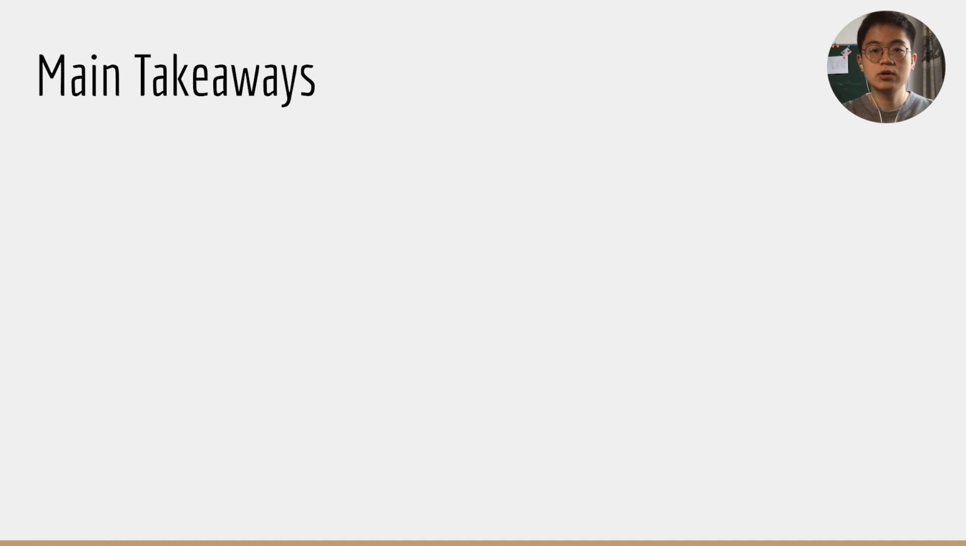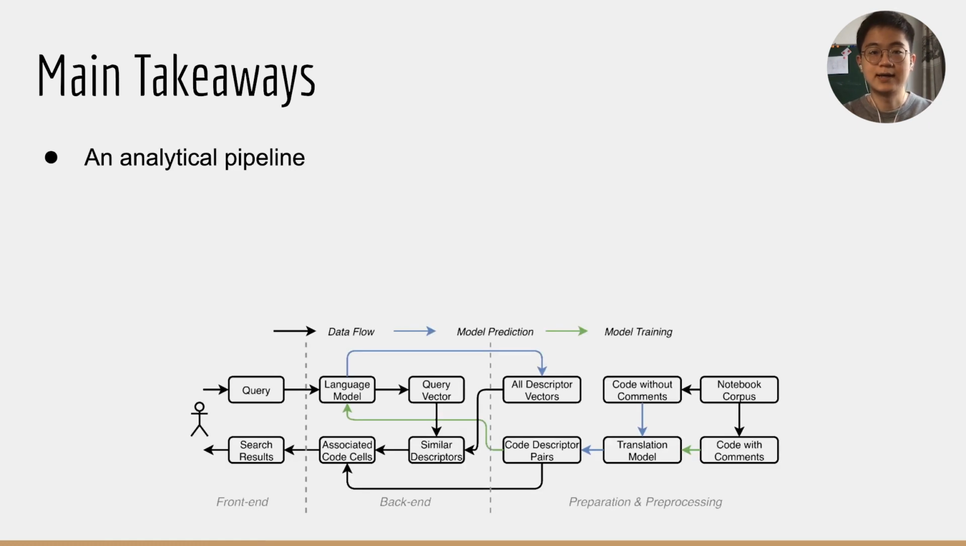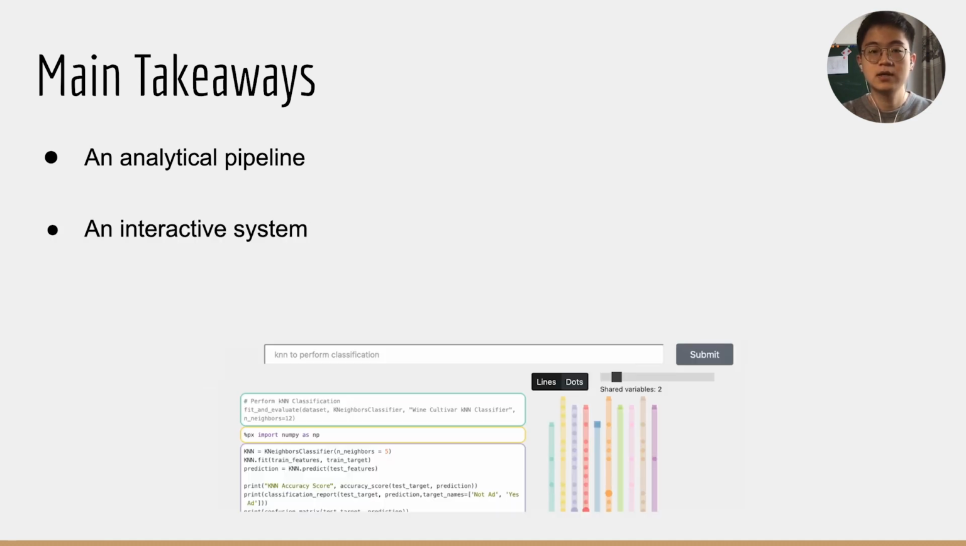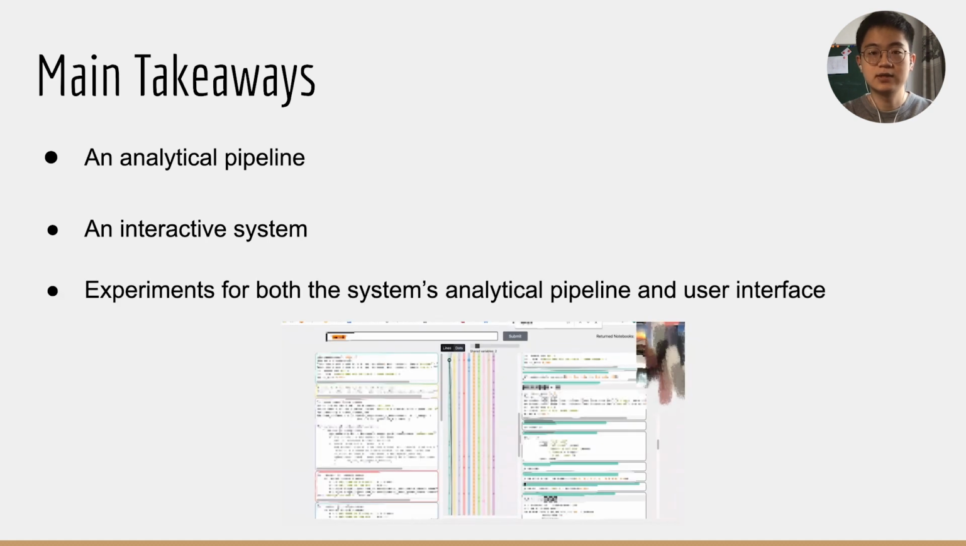In summary, our contributions in this paper are an analytical pipeline that applies deep learning techniques to enable semantic search among computational notebooks, and an interactive system called NBSearch, which allows users to conduct code search and explore returned results interactively. At the end, the experiments for both the analytical pipeline and the user interface provide implications on selecting models and design of the interfaces.